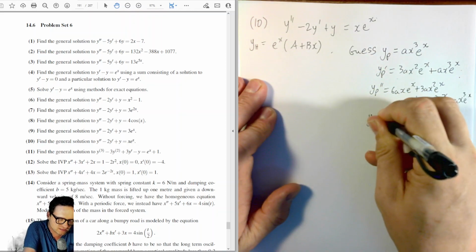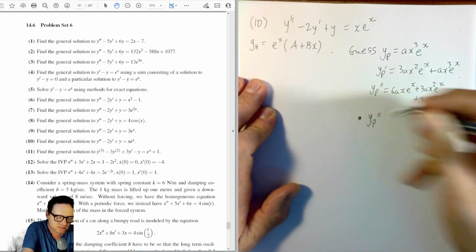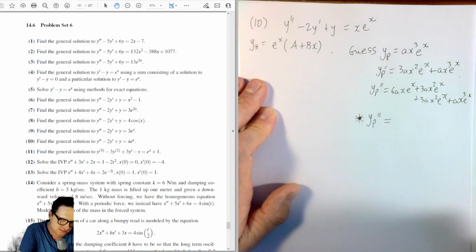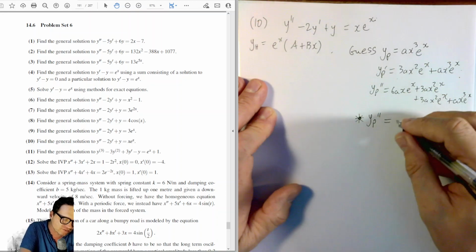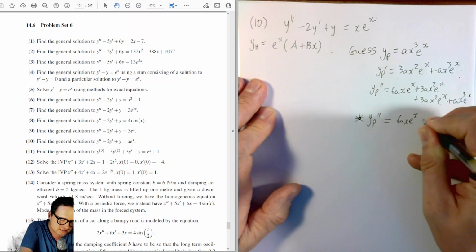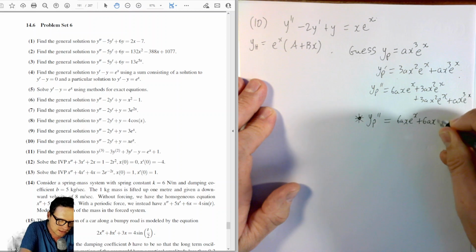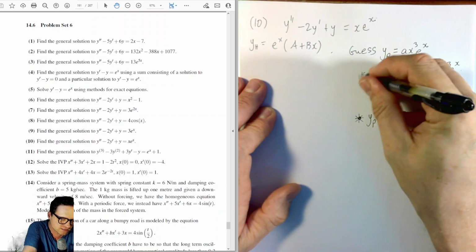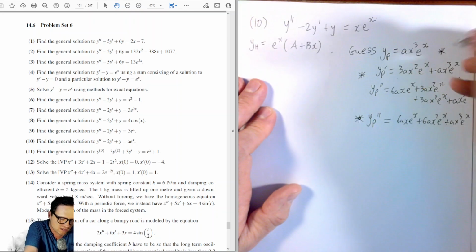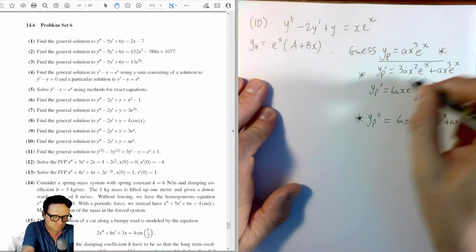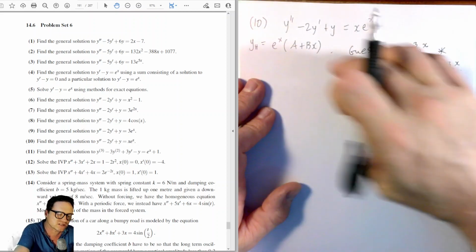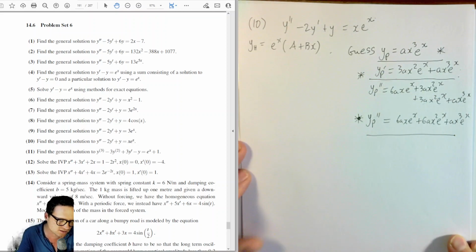And so yp double dash, and I'll put an asterisk there. This is, in the simplified form, we have 6axe^x + 6ax^2e^x + ax^3e^x. Let's put an asterisk on this and on this as well. Okay, the three of these we want to substitute into our differential equation.